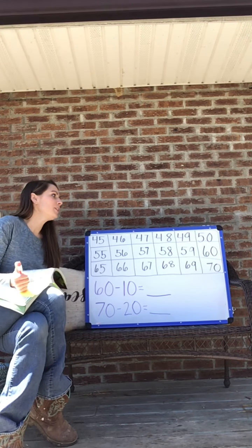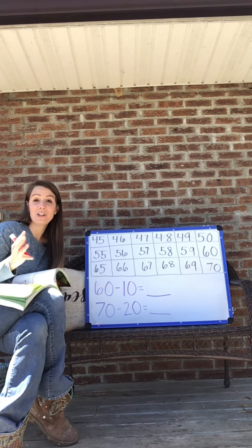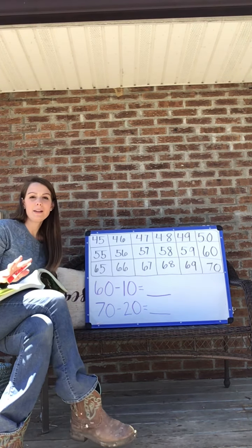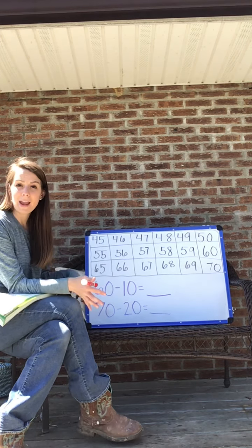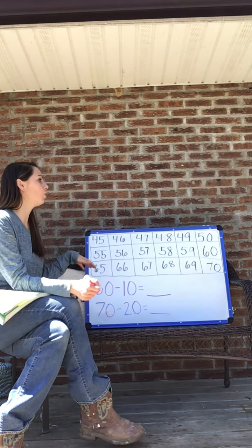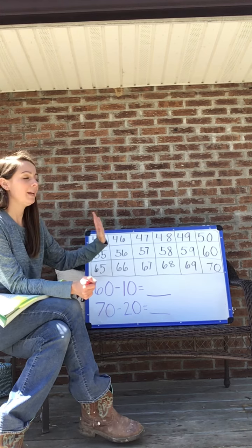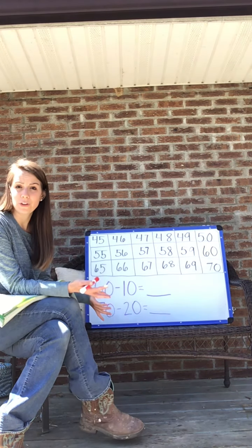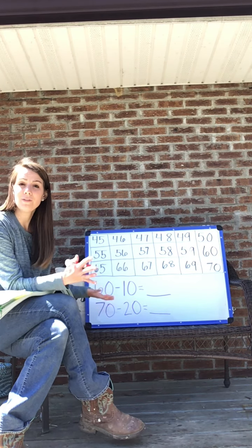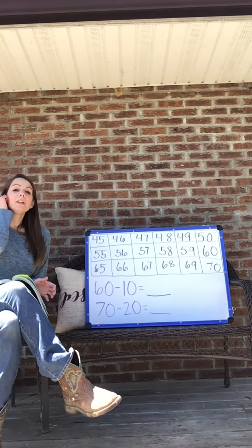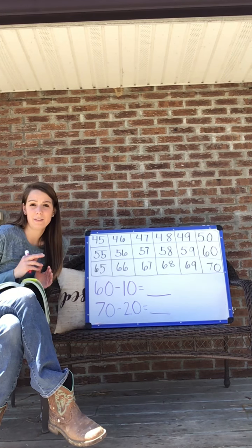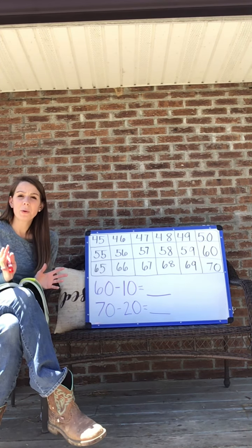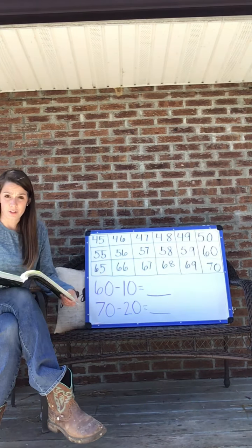Now yesterday we talked about subtracting using tens, where if we had a really big number like 80 minus 30, I could draw my 8 tens and take away 3 of those to show 30, and then I would be left with 50. Today we're going to stick with the same idea of subtracting using tens, except we're going to use our hundreds chart.